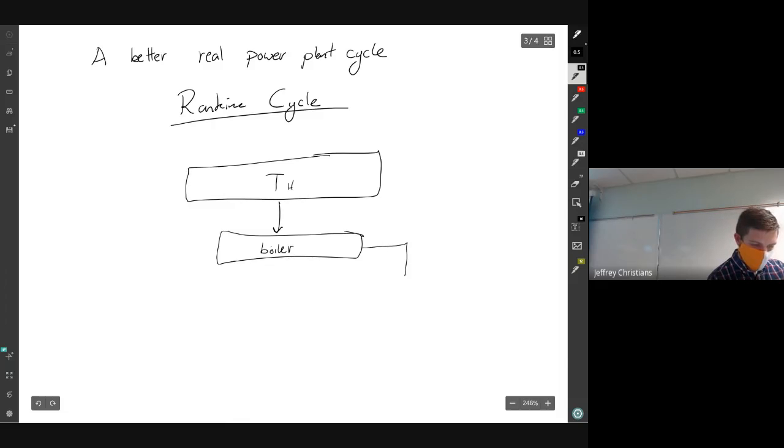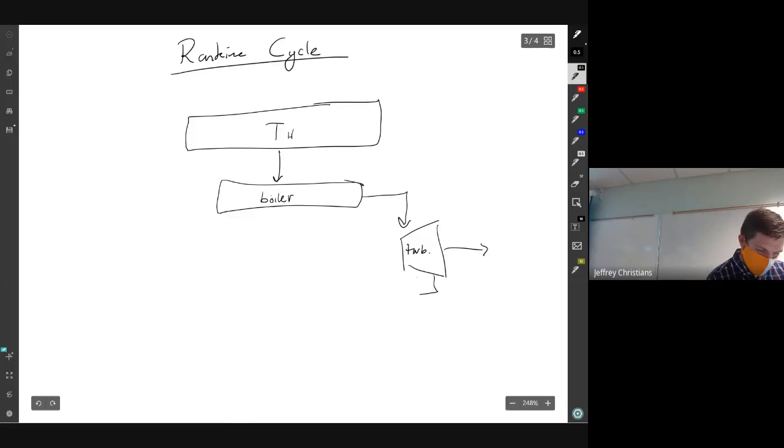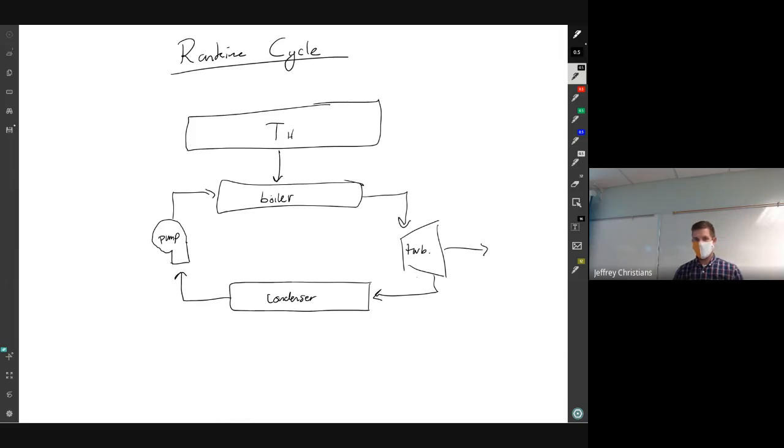boiler, we have a turbine, that comes through a condenser. That's a really ugly one. Goes through a pump and then back into the boiler.